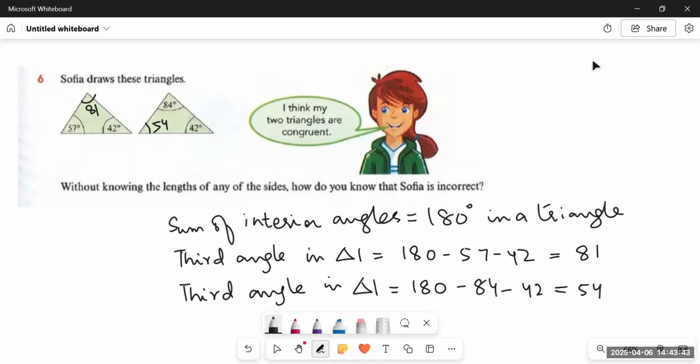If all three angles would be equal to each other in the two triangles, then these two triangles would be congruent to each other. And now we have proved that the two triangles are not congruent. Without knowing the size of all three angles, we cannot find out if the two triangles are congruent or not. We see that only one angle is equal, that is 42, 42. But the rest of the two angles are different in both triangles. So these two triangles won't be congruent to each other.